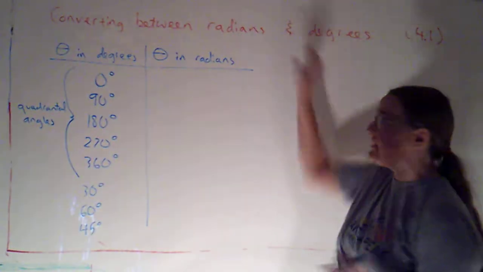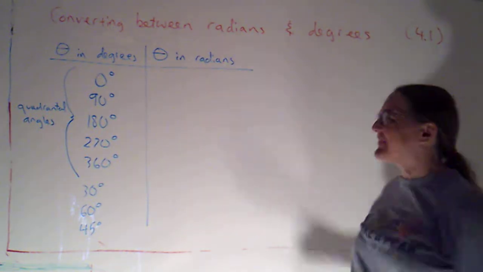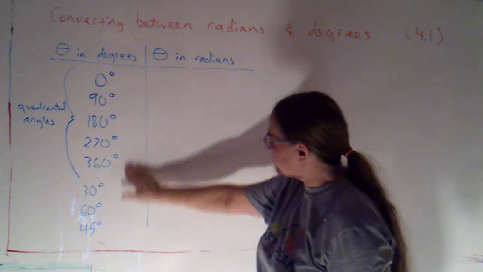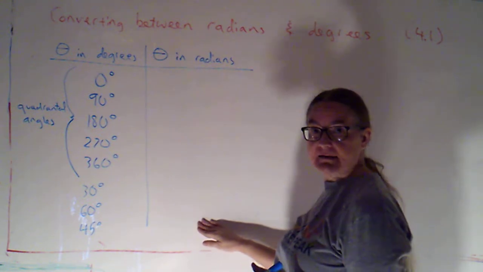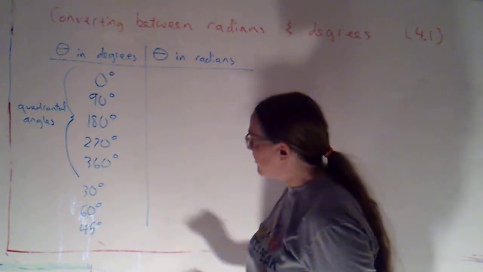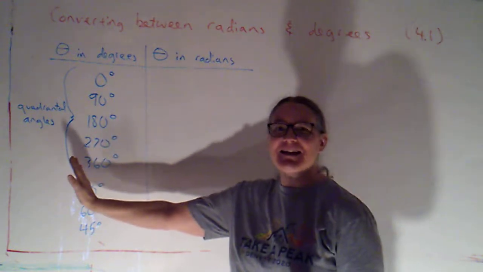In this video, we're going to talk about converting between radians and degrees. I've started a table up here. I've got an angle theta, okay? And here we're going to list its measure in degrees, and then we're going to convert that to radians. So we're going to start by going from degrees to radians. We will look at going the other way as well.